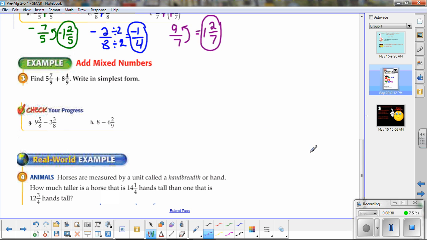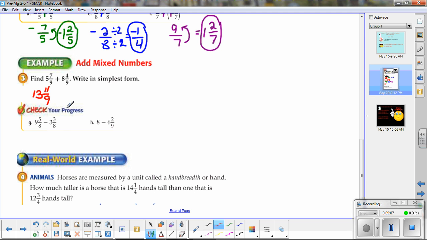Next up, we're going to be adding mixed numbers. In the first example here of 5 and 7/9 plus 8 and 4/9, we're going to go ahead and add the whole number part. 5 plus 8 is 13. And then we're going to add 7/9 plus 4/9. 7 plus 4 is 11. Keep the denominator the same.